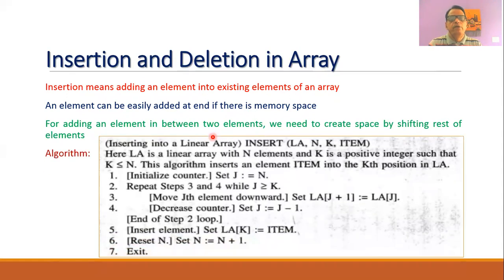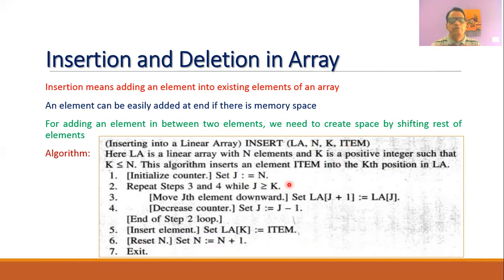Now let us see how we can write the algorithm for the performance of this insertion operation. Suppose this is the name of the algorithm, insert, and now LA is our linear array, N is the number of elements in the array, K is the positive integer at which position we want to add an element, and we want to be sure that K is always less than or equal to N. And ITEM is the value that is to be added at the Kth position in the linear array LA.